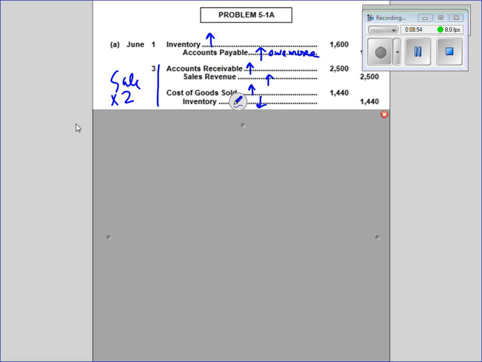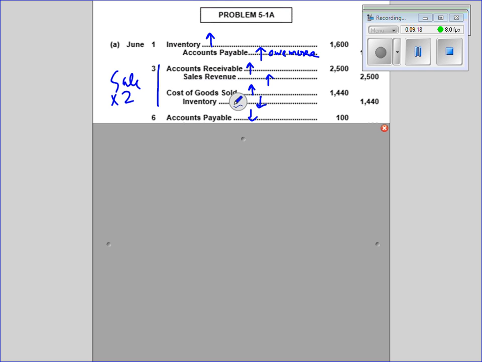What happened on the 6th? We received $100 credit for books returned to Klein Publishers. So on June 1st, we bought books. Now we returned some of them. Do we owe as much anymore? We are going to see a decrease in accounts payable. What is also gone? A book. Was it one book? Okay, $100 worth of books.